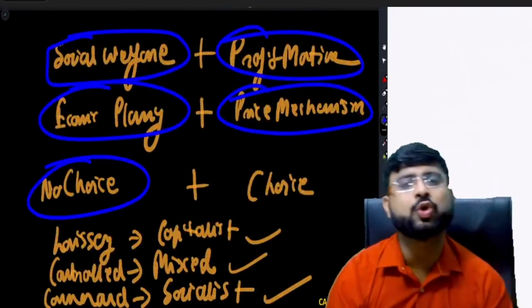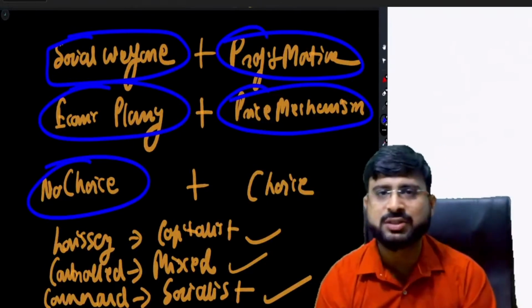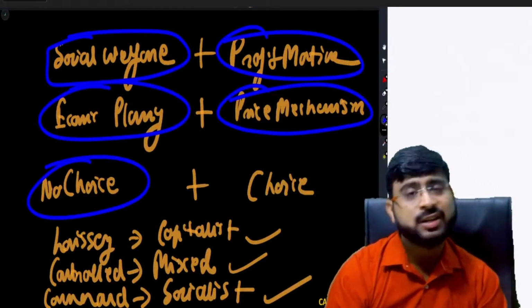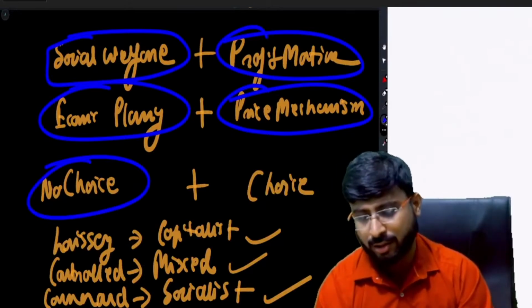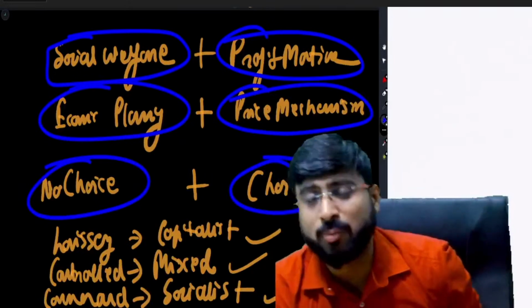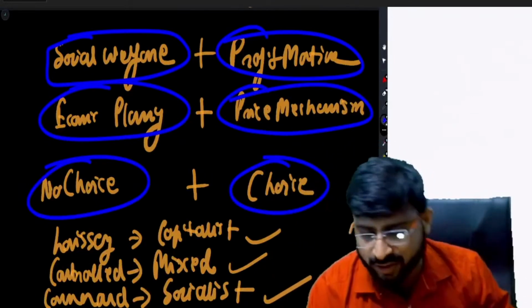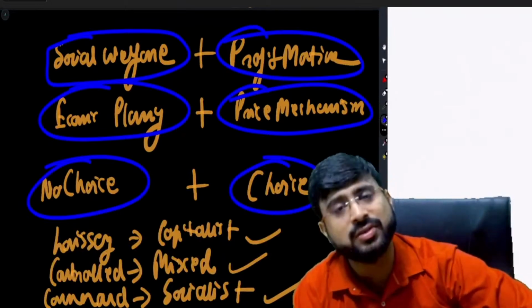In some matters, there is no choice. For example, if Steel Authority of India is doing the business of iron and steel, consumers have limited choice as to that. But when it comes to brands like mobile phones, consumers have a lot of choice. So in some products, there is limited choice; in some products, consumers have a lot of choice.